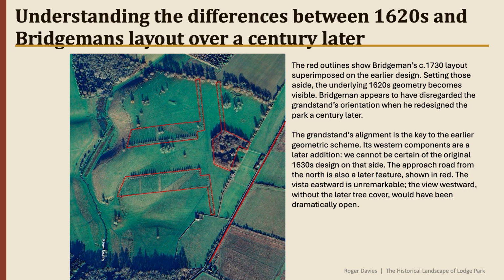We have to sort of remove from our minds Bridgeman's layout, and in very crude terms I've highlighted some key features of the Bridgeman landscape that we should ignore when considering the earlier landscape underneath. So that T-shaped block with the trees on either side of the big avenue and the huge clump of trees that now sit around the grandstand, they didn't exist in the 1620s.